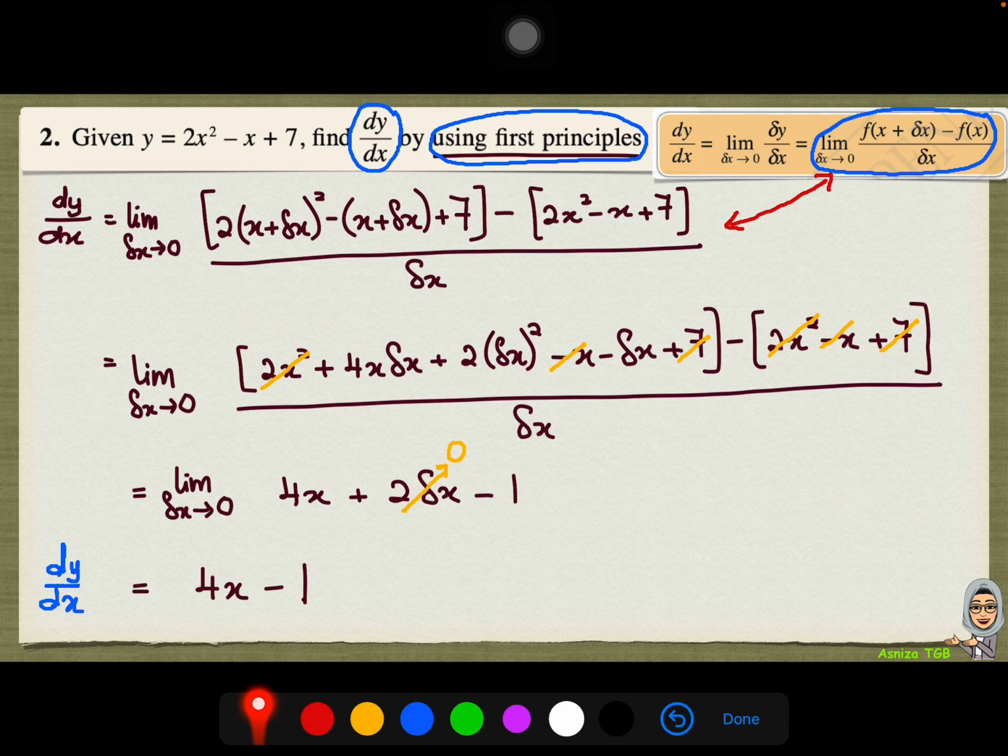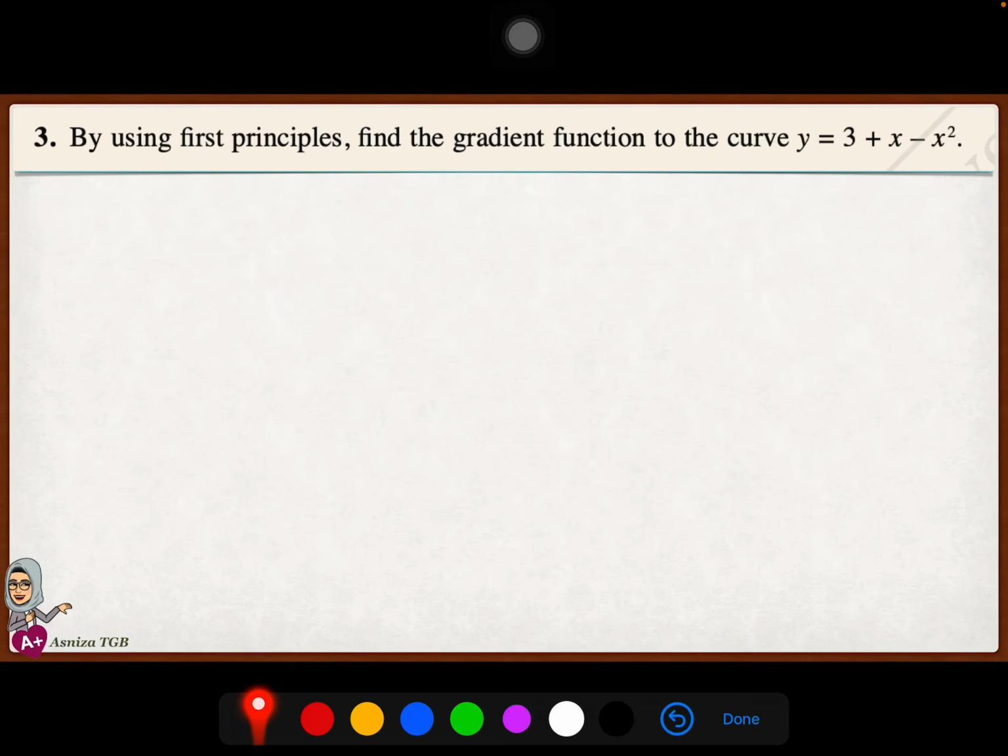So I hope you can try the next question using the concept of limit for first principles. Be careful along the process of substitution and simplifying the algebraic function. So I leave this to you. Hopefully you can find the first principle for the curve y equal to 3 plus x minus x squared.